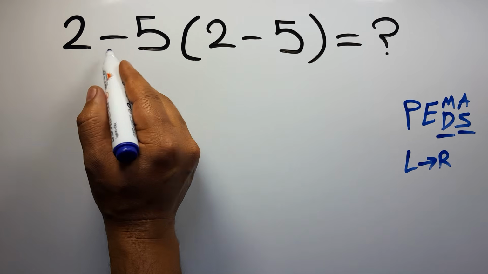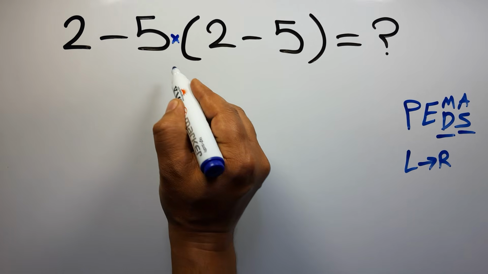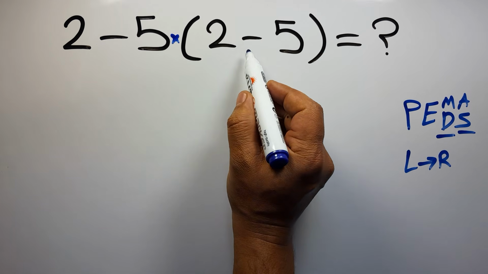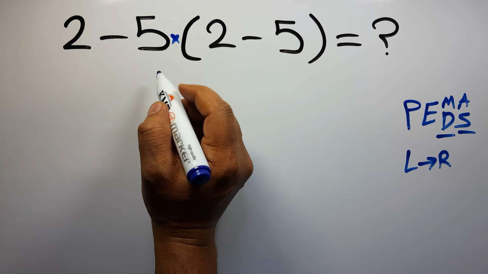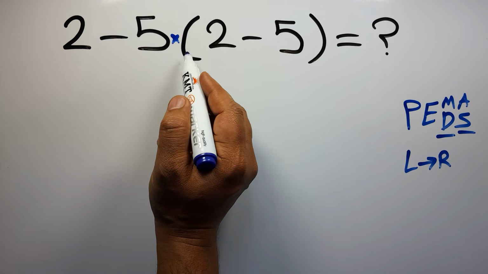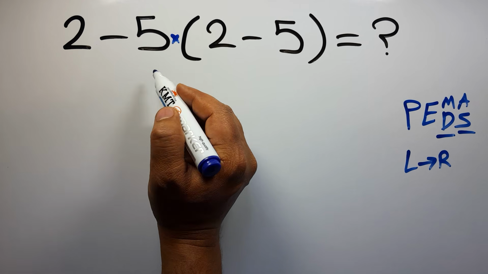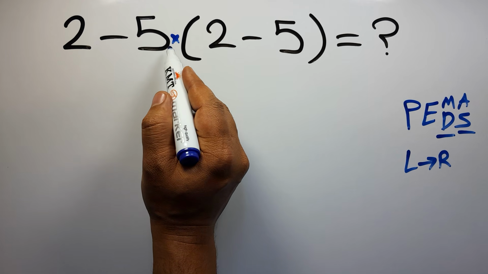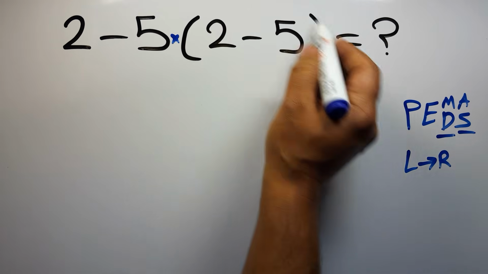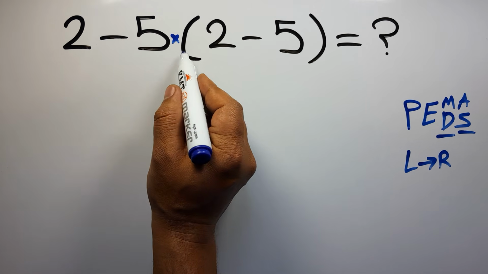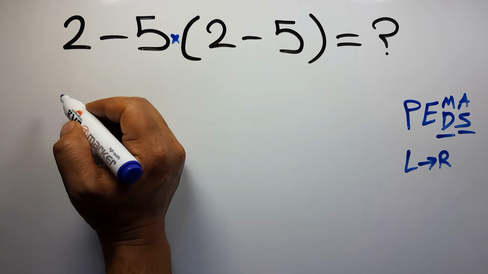In this expression, we have one subtraction, one multiplication, and one parenthesis. Inside this parenthesis, we have one subtraction. Here we have a multiplication because in mathematics when a number is placed next to parentheses it means multiplication, and we usually don't write the multiplication sign for brevity. Okay, so first we have to do this parentheses, then this multiplication, and finally this subtraction.